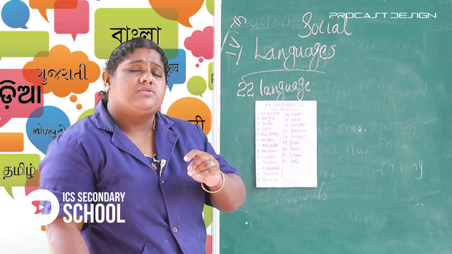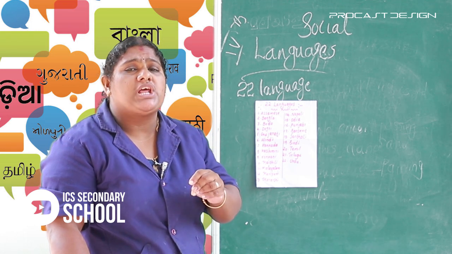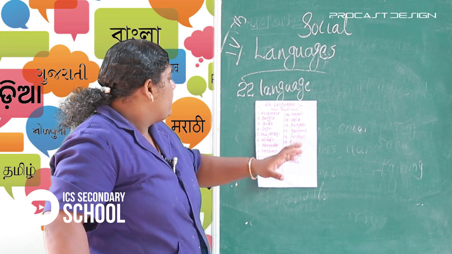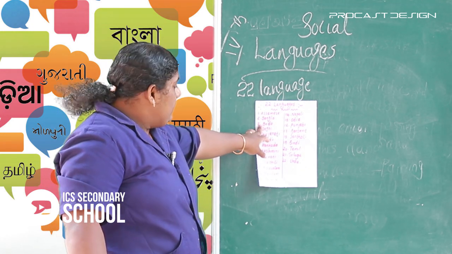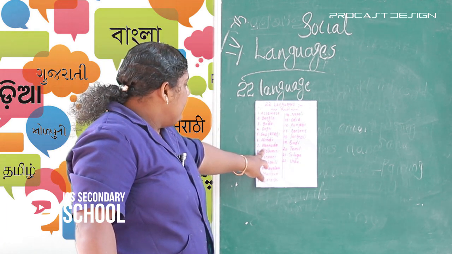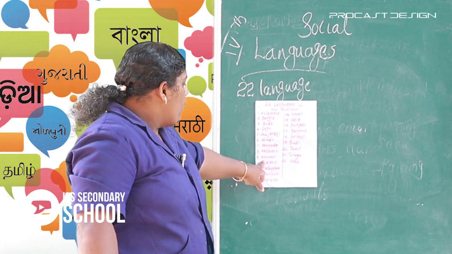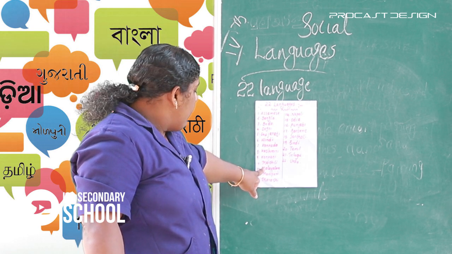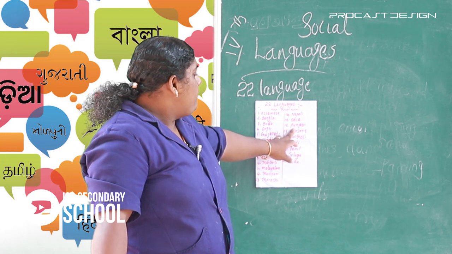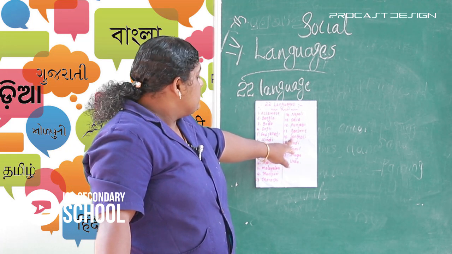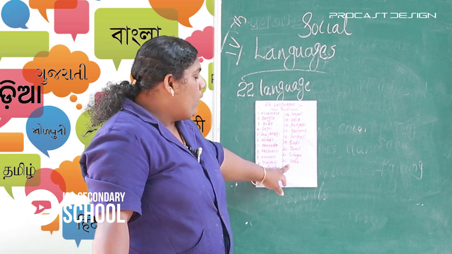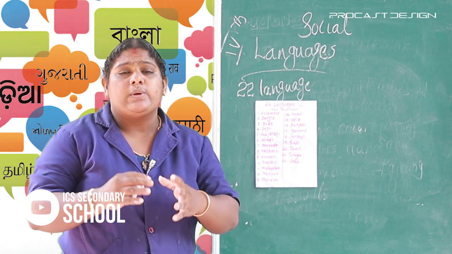How many recognized official languages are there in India? 22 languages. Which are they? Assamese, Bangla, Bodo, Dogri, Gujarati, Hindi, Kannada, Kashmiri, Konkani, Maithili, Malayalam, Manipuri, Marathi, Nepali, Odia, Punjabi, Sanskrit, Santali, Sindhi, Tamil, Telugu and Urdu. So you write the question.